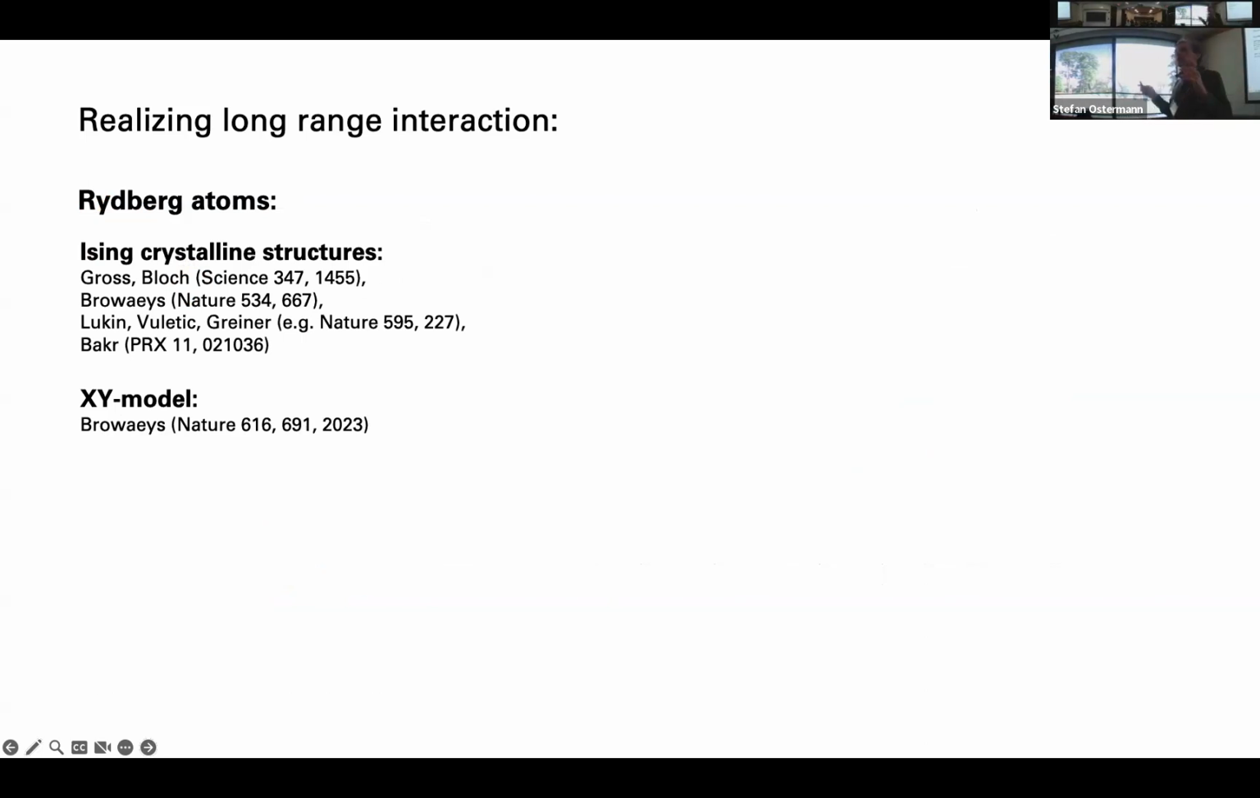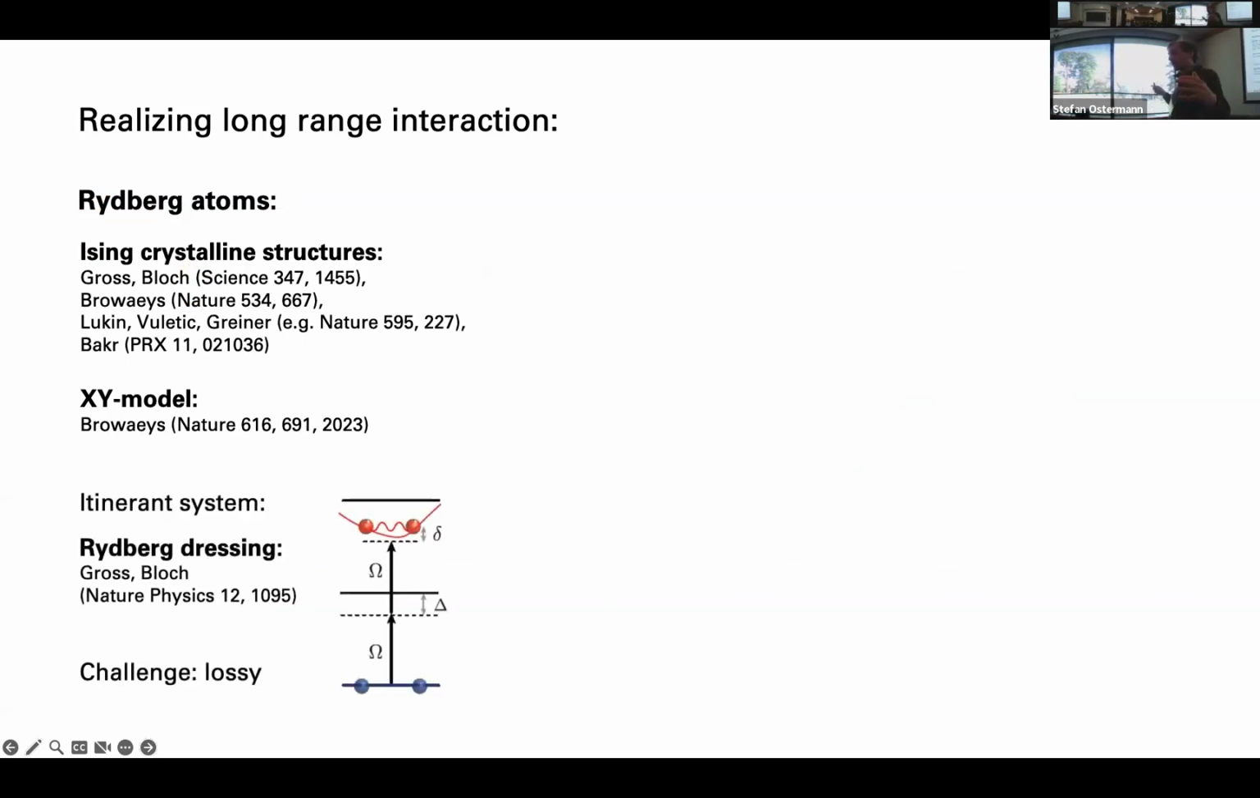Can we use Rydberg atoms to have long-range interaction in a Hubbard, kind of itinerant, model? Well, in principle, it's possible to do this via Rydberg dressing. And there were some nice experiments in Munich, for example. The problem is that it seems to be quite lossy. So it's not that clear how far it will be possible to push it. That said, I think they are getting some results now, so that's also something to look out for.